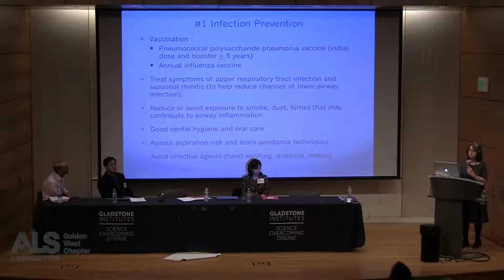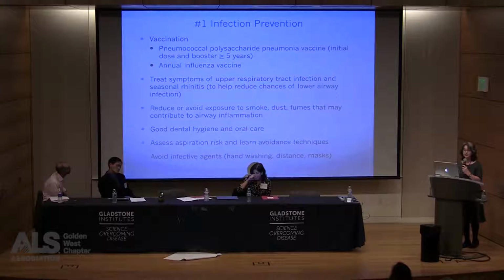So the number one on my list of seven is infection prevention, and this really is the number one. In our clinic, we strongly encourage the annual flu vaccine and that you also get the Pneumovax or the pneumococcal vaccine, that you treat early any symptoms of upper respiratory tract infection like a cold or even seasonal rhinitis to improve the chances that it doesn't morph into a lower respiratory tract infection, which would be much more difficult to manage. We want you to reduce or avoid any exposure to irritating substances, especially smoke.